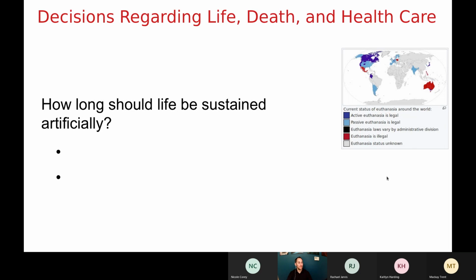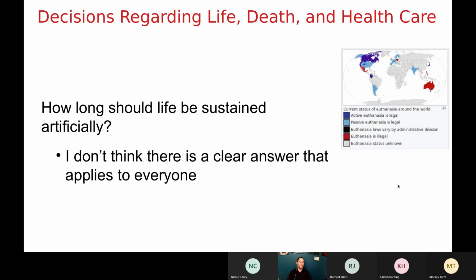So with that being said, how long should life be sustained artificially? How long should a person be on a respirator? How long should they be on other medical treatments to keep their body running or their brain running and getting nutrients? There's a lot of different ways to keep a body still living, even after brain death. The heart pumping, blood flowing, muscles getting nutrients and things like that, even stimulating muscles. So how long should that be done?